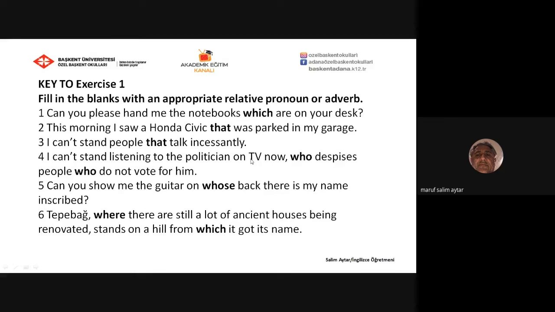I can't stand listening to the politician on TV now. The politician on TV is already defined. You can just use who here, who despises people, who or that do not vote for him. Can you show me the guitar on whose back there is my name inscribed? Tepeba, it shows a place where there are still a lot of ancient houses being renovated, stands on a hill from which, formal relative clause, from which it got its name.